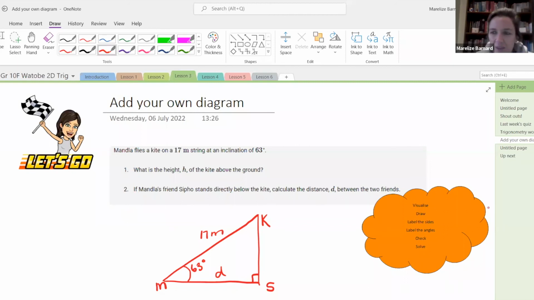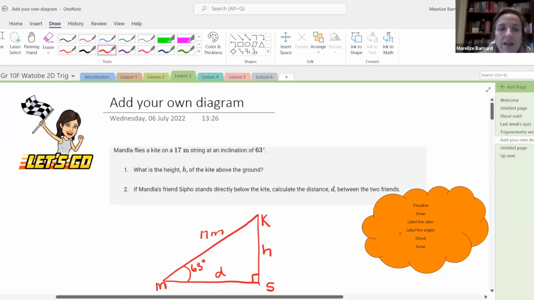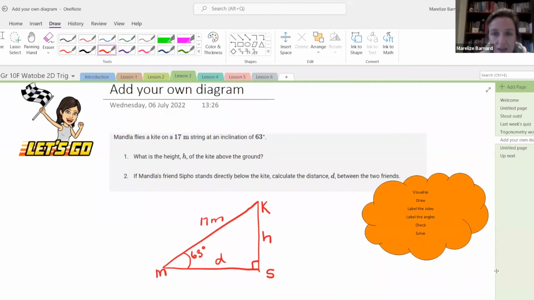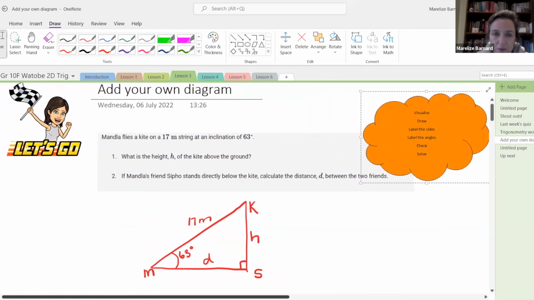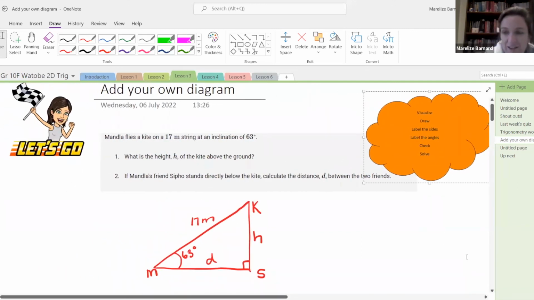Okay, so after we have visualized and we've drawn, now we're going to label our sides. We've labeled some of the sides already. So we've got D, which is the distance between the two friends, and then there's H, which is the height of the kite above the ground. So that's what we are going to now solve for. But before you solve, you should definitely check your diagram, read your question again, and make sure that you are happy with what you've done. Okay, so I think we can proceed. But please, guys, take down these steps that are quite useful. See if you can use those in the upcoming questions, especially in our next quiz questions, because you are going to have to do that.